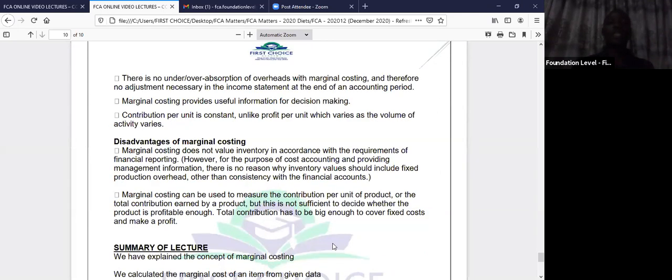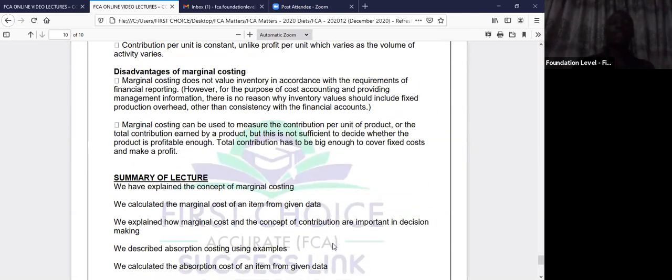A disadvantage is that it does not go in accordance with the requirements of financial reporting. It's also going to be confusing to other users of information not to see fixed costs. They're only seeing variable costs. You tell them marginal cost this, marginal cost that, and it's going to be confusing.